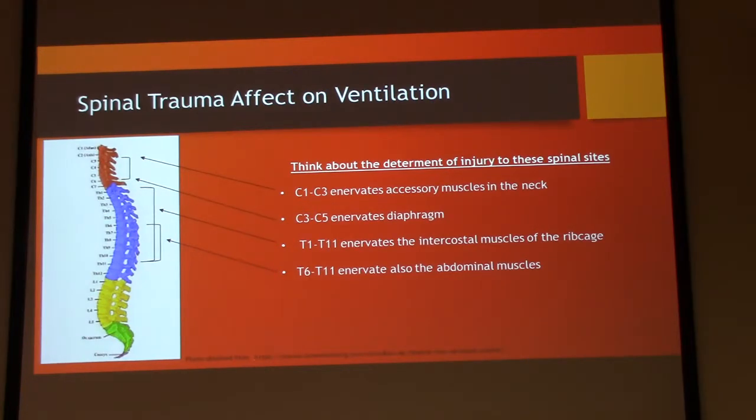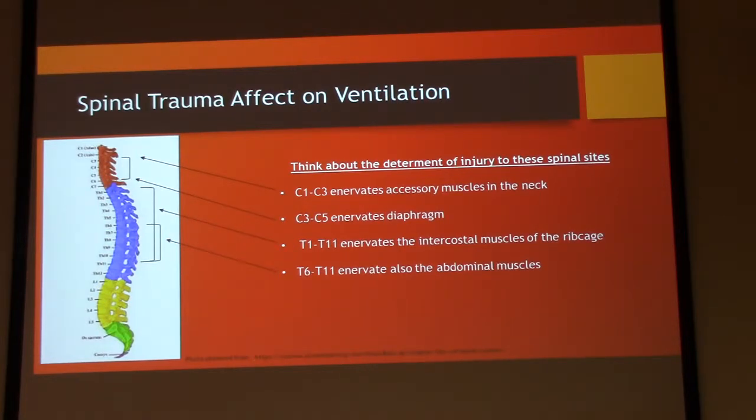Now, other problems that will affect ventilations is our spinal cord. Each one of our spinal cord nerves will affect a certain area of our respiratory tract. When we look at C1 through C3, this works on the accessory muscles in the neck.